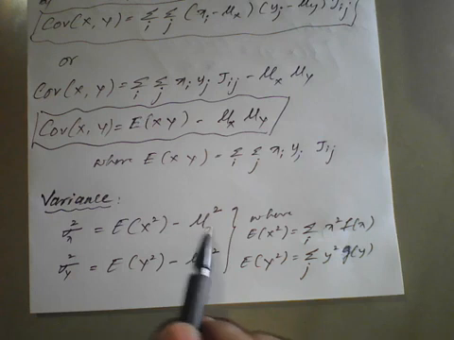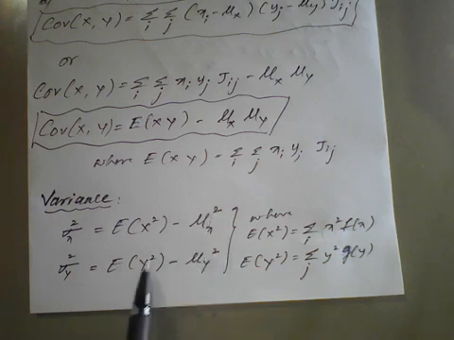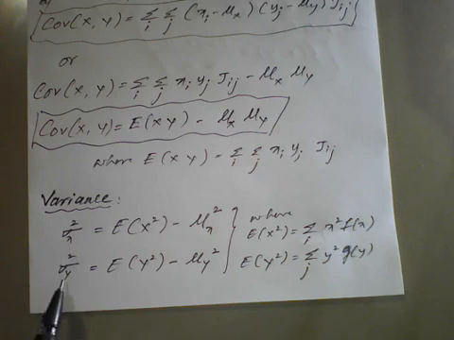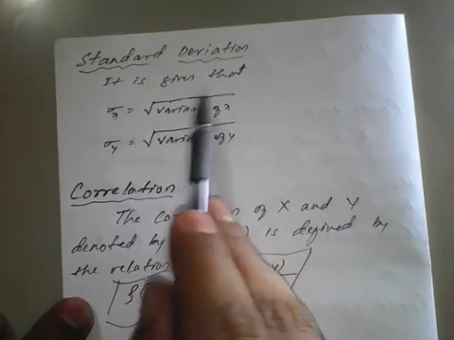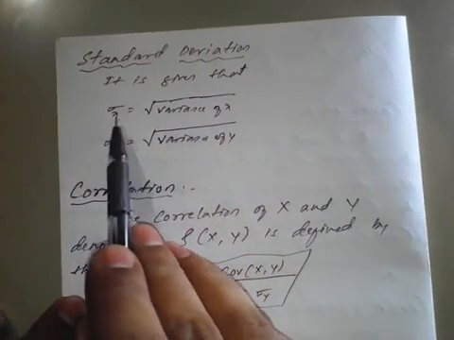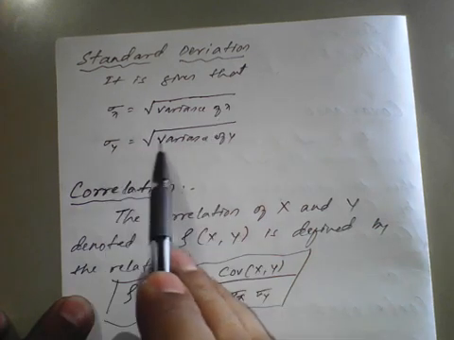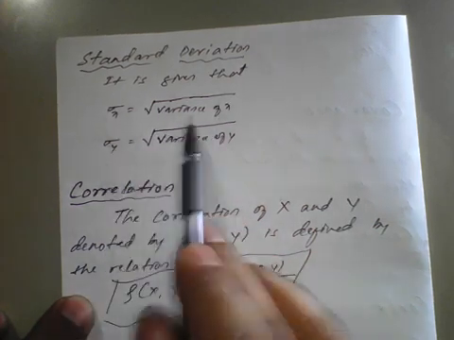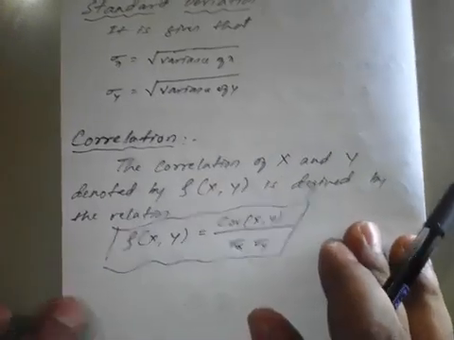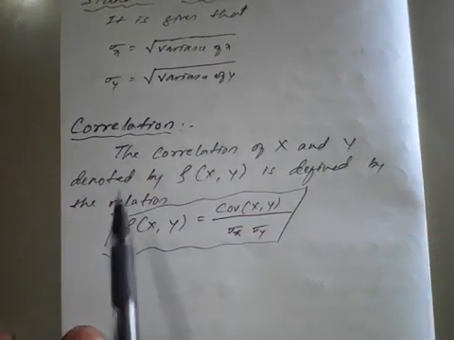Mu of x, that is the mean, whatever mean we get we have to square it. Whatever mean we get with respect to y, we have to square it, and subtract. We'll get the variance of x and variance of y, and with respect to this variance we can find the standard deviation. Standard deviation is nothing but the square root of your variance: rho of x is the square root of variance of x, and rho of y is the square root of variance of y. This we get directly from the variance. If you take the square root of that variance, we'll get the standard deviations.